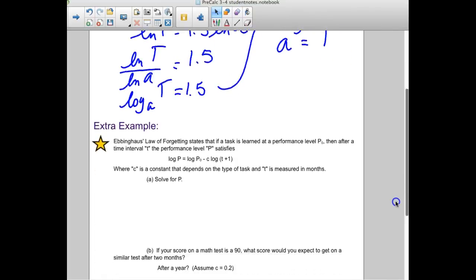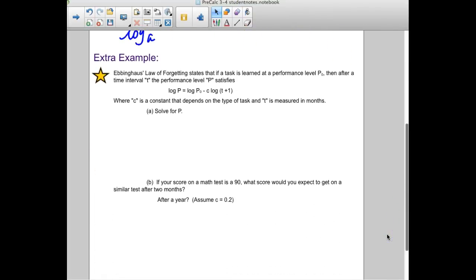All right, we're going to do one more quick. It's another log equation. We aren't going to have to re-express anything here. We're just looking at how we can use this equation. It says we have this law of forgetting that states that if a task is learned at a performance level p sub 0, then after a time interval of t, the performance level p satisfies that equation.